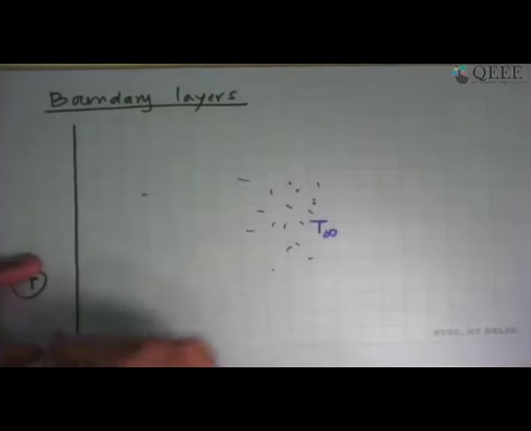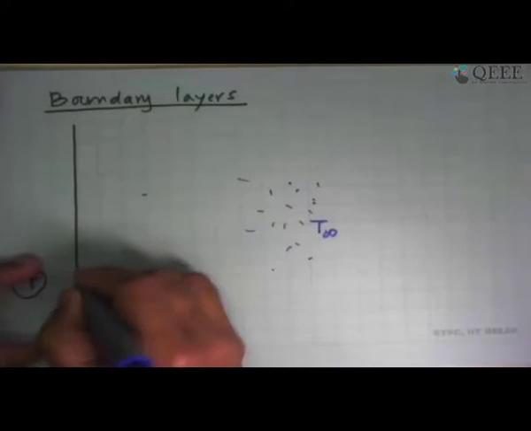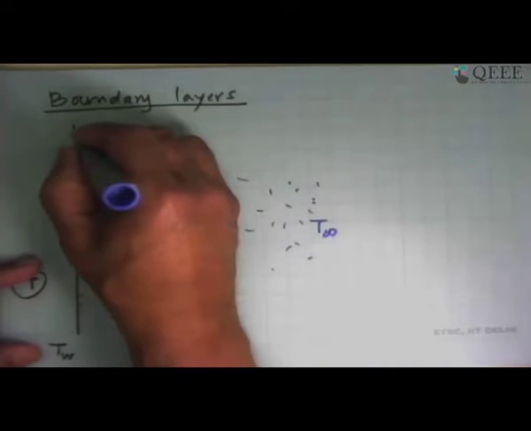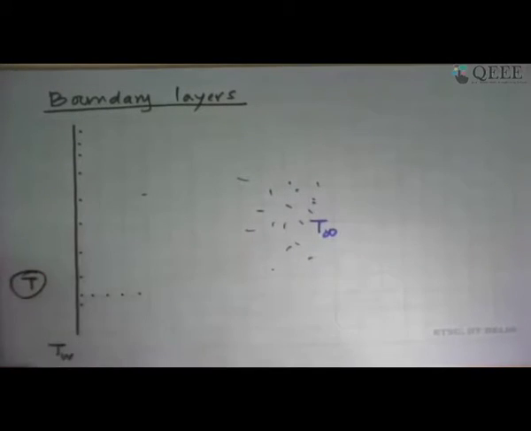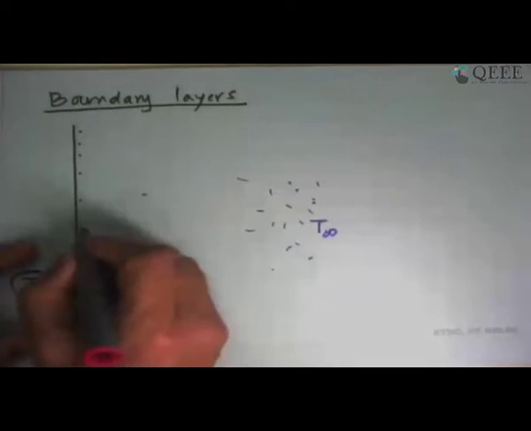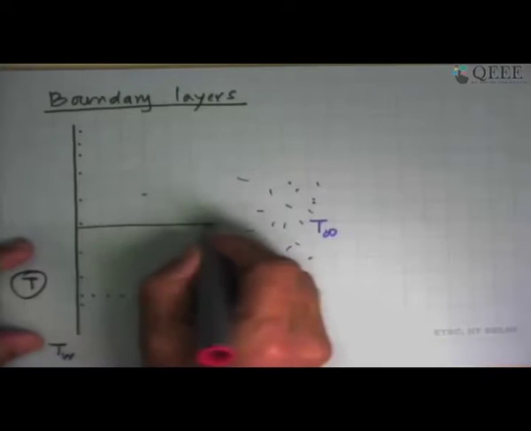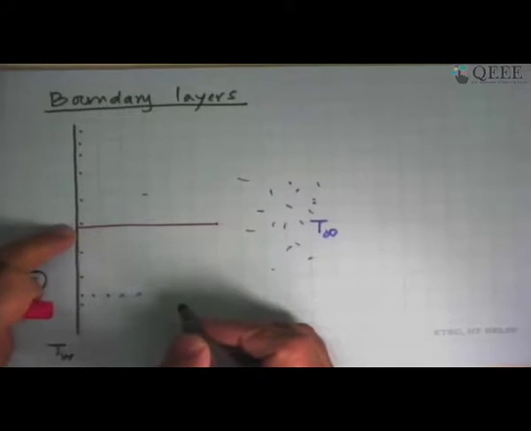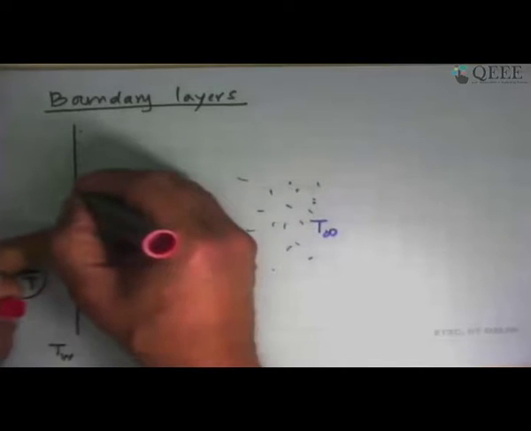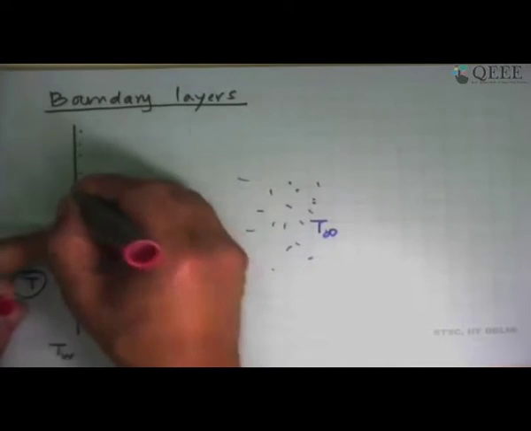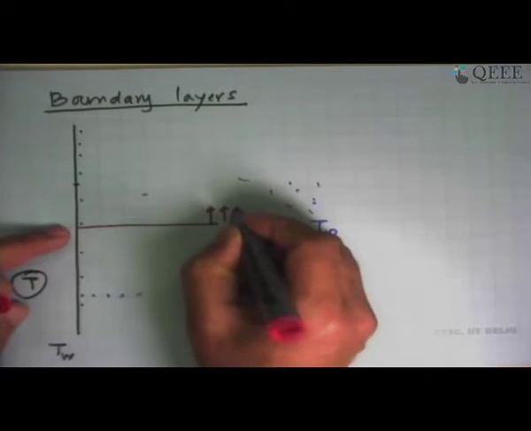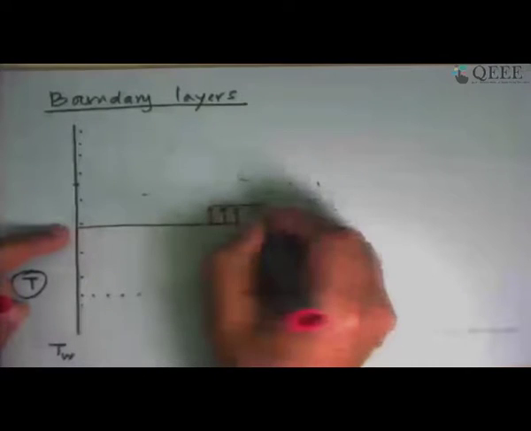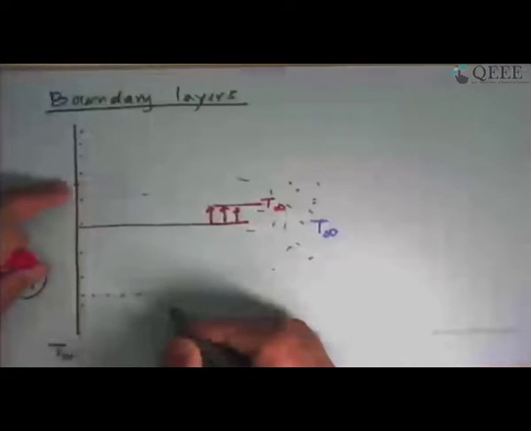So what do we do here? Let's see what happens. The fluid in contact with the surface will be hot. As you go further away from here, the temperature will continue to decrease. Finally, it becomes T infinity. So if I plot the temperature in this direction at this location, initially I have a high temperature which is Tw, and far away we have this temperature which is T infinity. Here it is Tw which is higher.